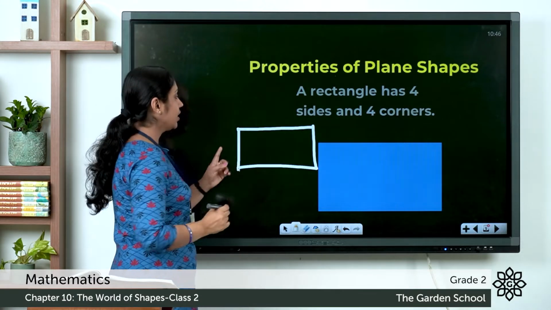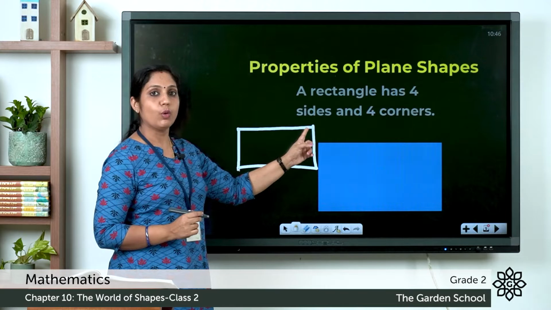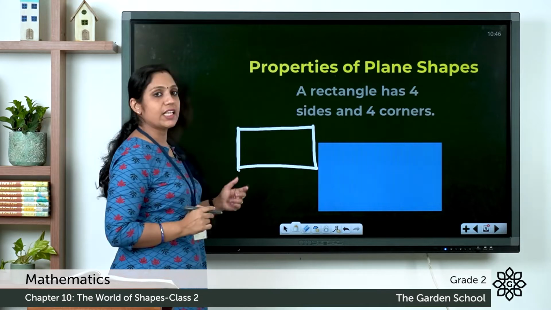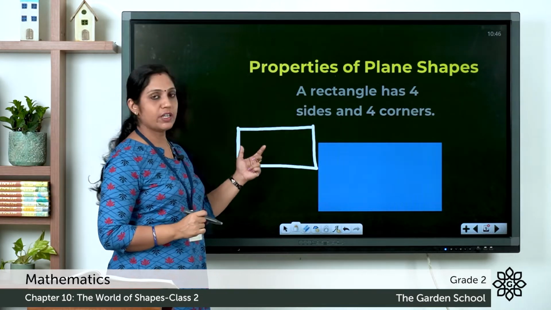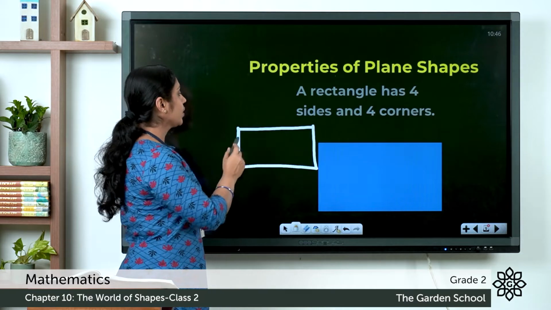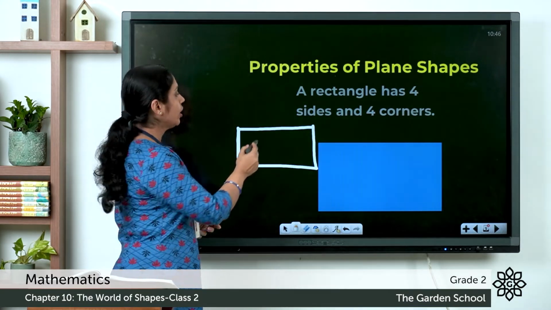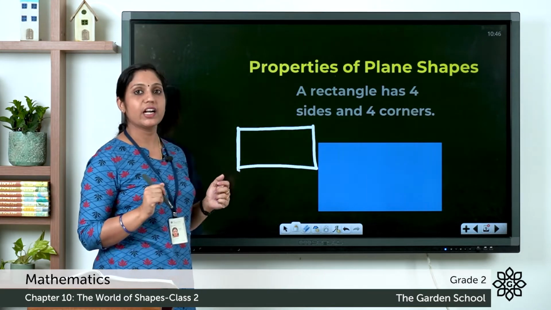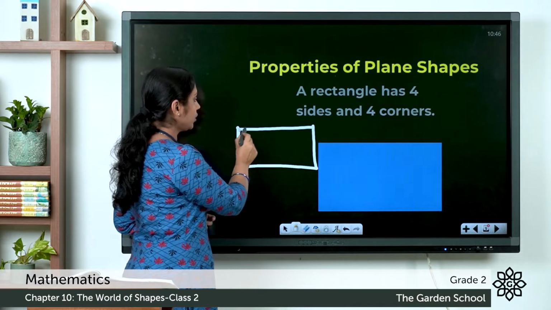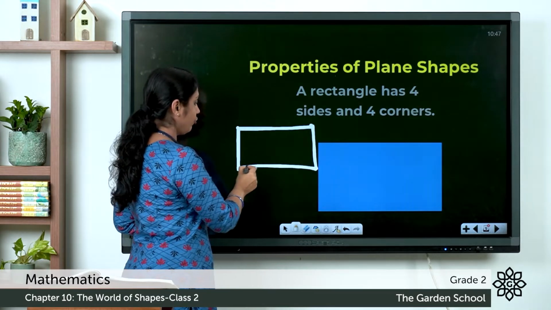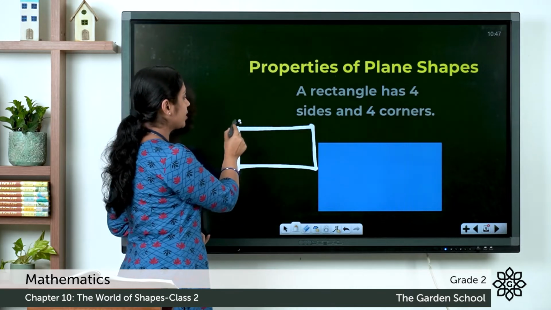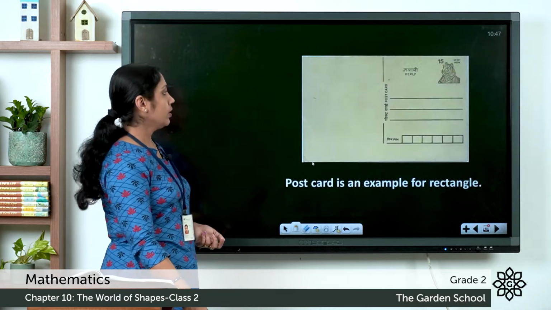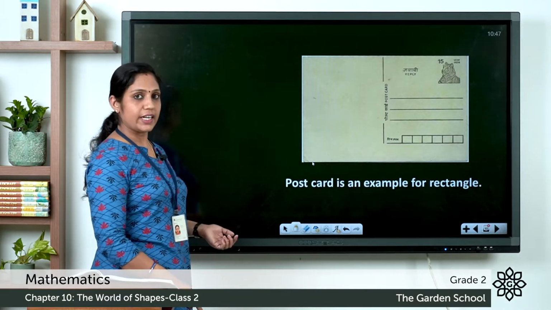So we can say that the side which is having more length is the length, and the side which is having short length is the breadth. So there are 2 dimensions for plane shapes, that is length and breadth. So that opposite sides of a rectangle should be equal. And here also you can see that there are 4 sides, 1, 2, 3, 4, and also there are 4 corners for a rectangle, 1, 2, 3, 4. A postcard is an example for rectangle.